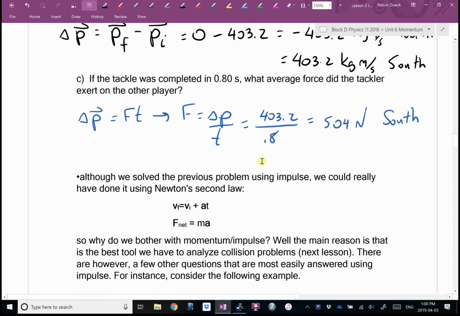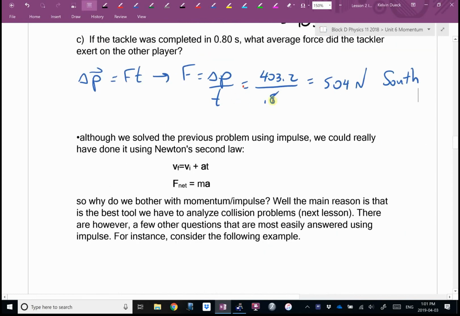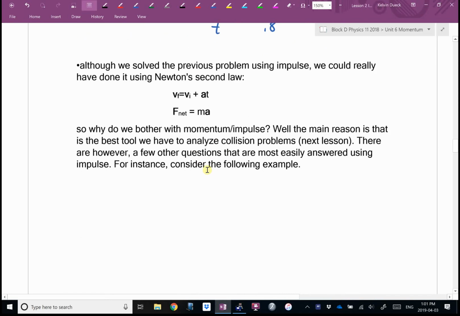Although we solved this question using impulse, we really could have solved it using Newton's second law. We could have gone VF equals VI plus AT. VF is 0. VI is, what did I say, 3.6. They gave me the time of 0.8. I could have found A, and then I could have gone F equals what. So why am I bothering with this? Well, the main reason is impulse is the best tool to analyze collisions, which is next lesson. But there are other questions that are more easily understood because of impulse.